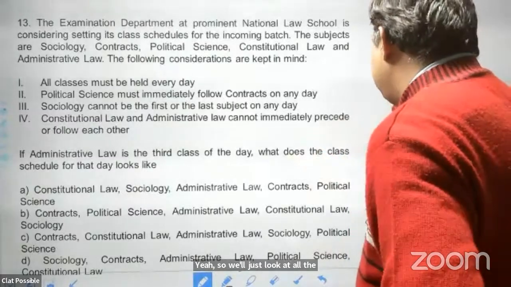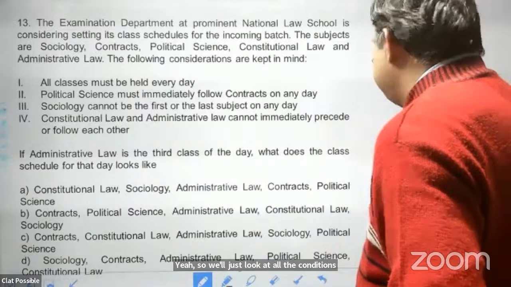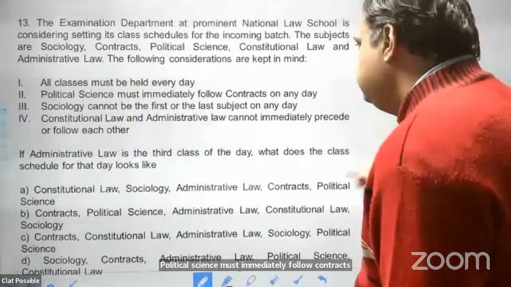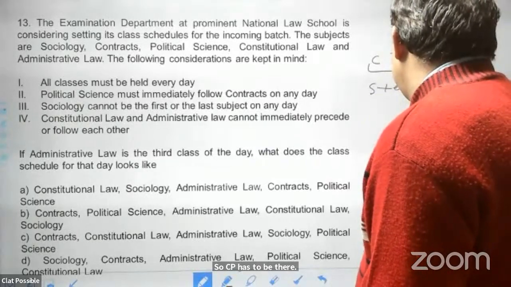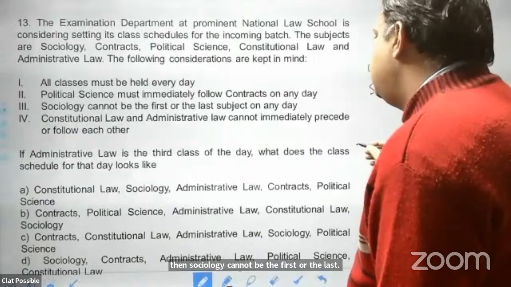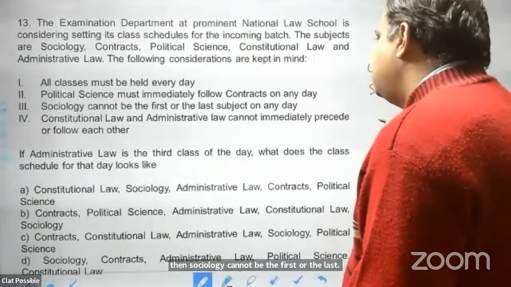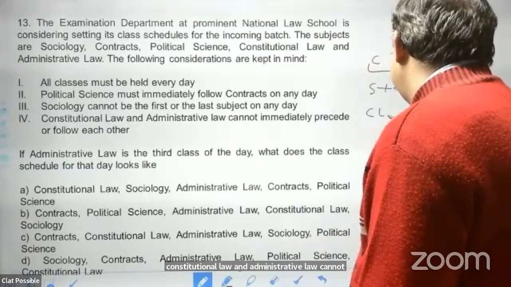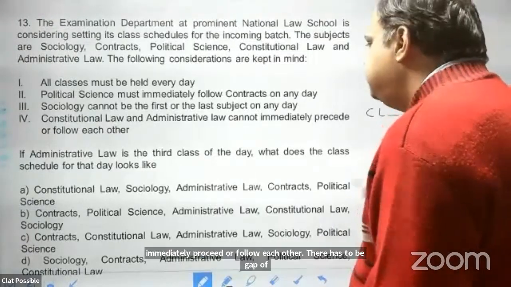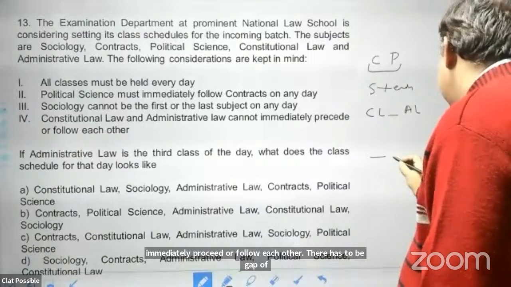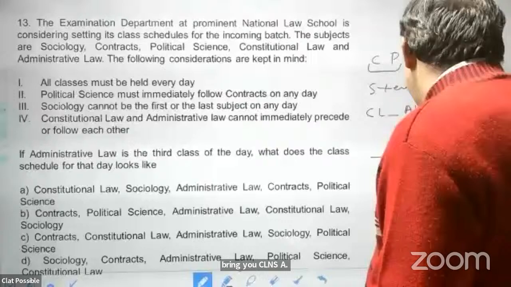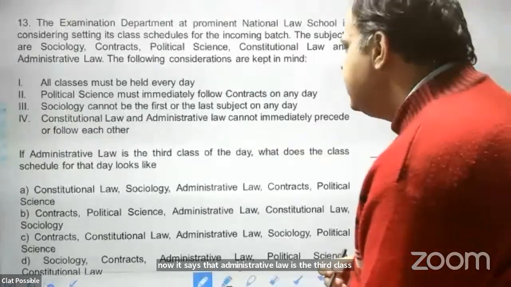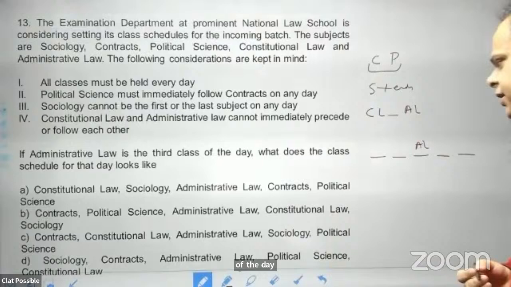Political science must immediately follow contracts. So CP has to be there. Then sociology cannot be the first or the last. Constitutional law and administrative law cannot immediately precede or follow each other. So there has to be a gap between CL and AL. Now it says that administrative law is the third class of the day. So how does the schedule of the day look?